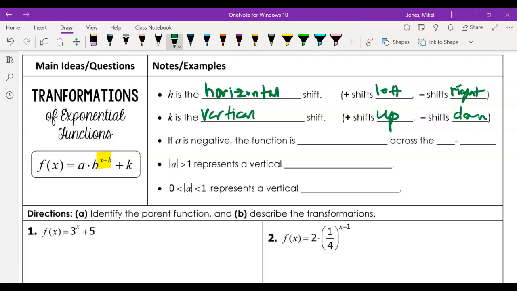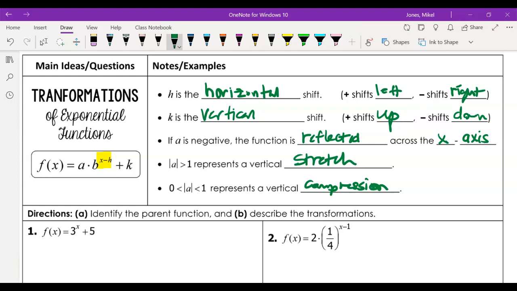Okay, if a is negative, then the function is reflected across the x-axis. And if it's a number bigger than 1, it'll be a vertical stretch. If it's a number between 0 and 1, it'll be a vertical compression or shrink, just depending on whether or not your textbook uses a certain kind of lingo.